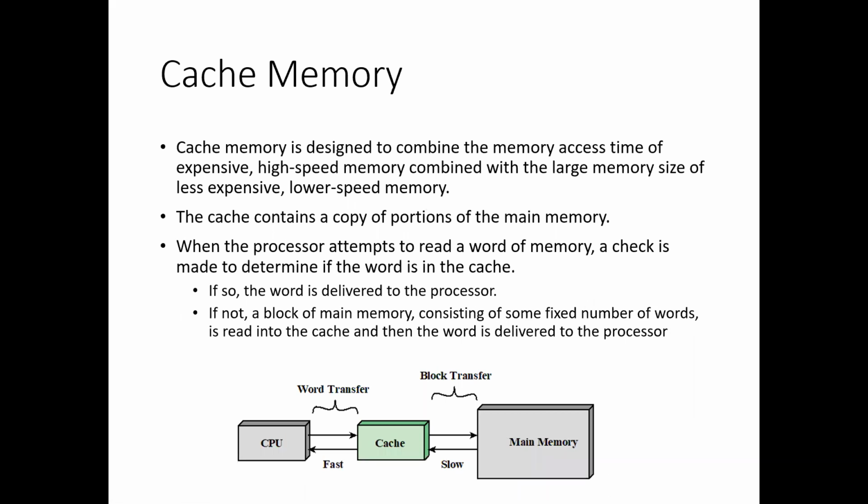Our cache memory is designed to combine the memory access time of expensive high-speed memory that is near the registers, combined with the large memory size of less expensive lower memory, which is like your RAM. The cache contains a copy of portions of that main memory. So we move things from the main memory to the cache. When the processor attempts to read a word from memory, it checks to determine if the word is in the cache. If it is, then we deliver it to the processor. If not, then we need to read a block of main memory into the cache and then deliver that word to the processor.